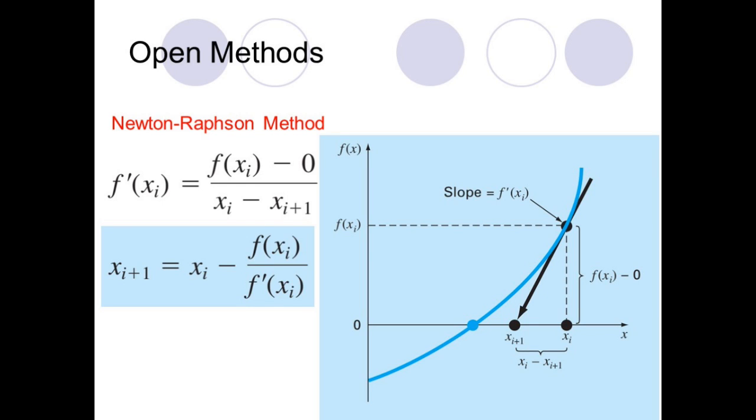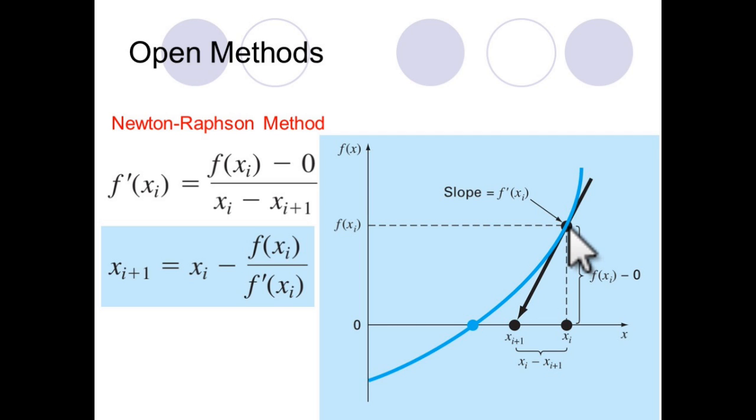Okay, so the next open method is the Newton-Raphson method. Now the idea in the Newton-Raphson method is similar to the false position method. Remember, in the false position method we take a bound with the initial guesses, and we draw a straight line from one to the other, and then we check the point where it crosses the x-axis. Now in the Newton-Raphson method we do the same thing.